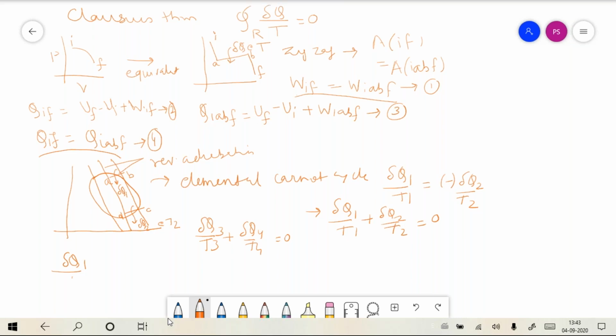I hope that for most of you now it is clear, even for those who had not understood it. So let me ask you again whether this is clear to you, whether the proof for Clausius theorem is clear to you. Please respond saying yes or no.